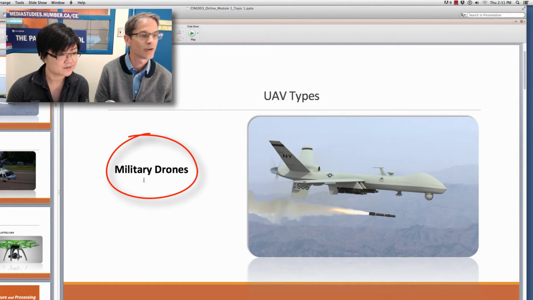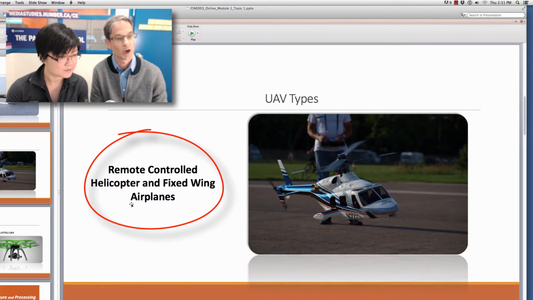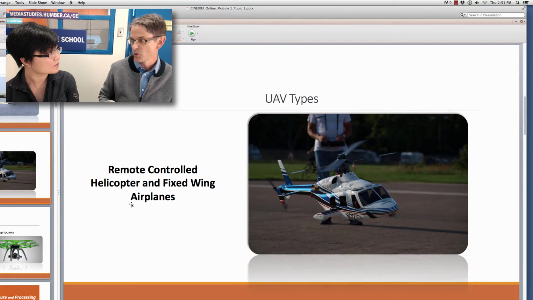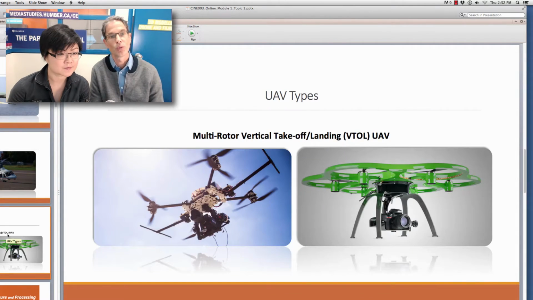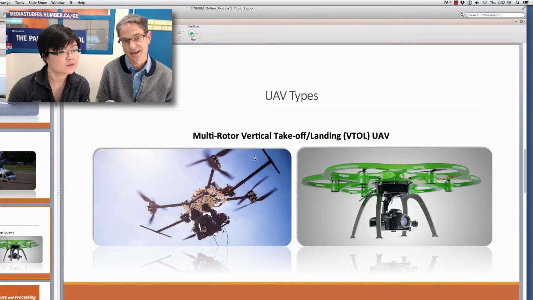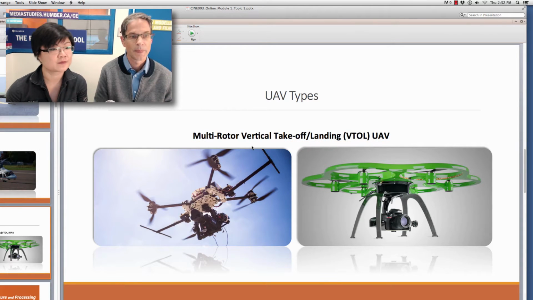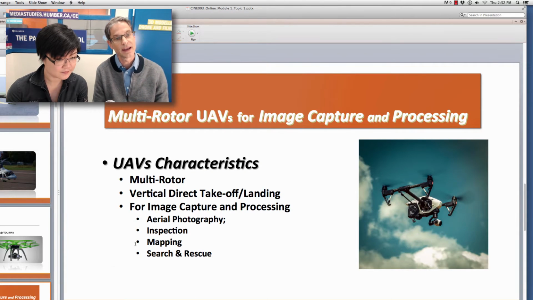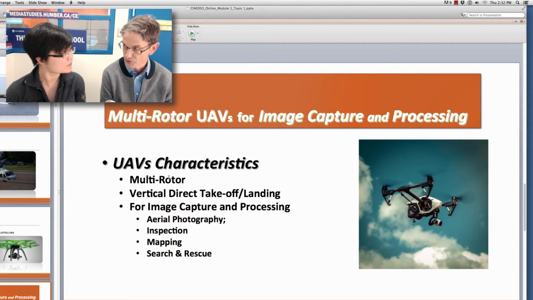There are the military drones, which we'll be talking about. Yep. And then the remote-controlled helicopters and fixed-wing airplanes. Those would be your traditional remote-control model airplanes that you've seen. Yep. And then finally, what we're interested in are these. They are multi-rotor vertical direct takeoff and landing UAVs. And we are, in this course and in this industry, interested in using these UAVs for image capture and processing.